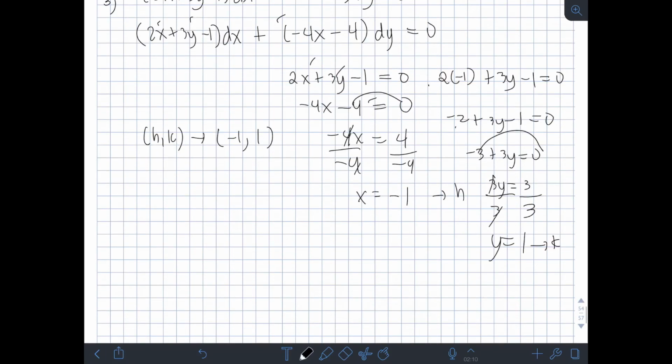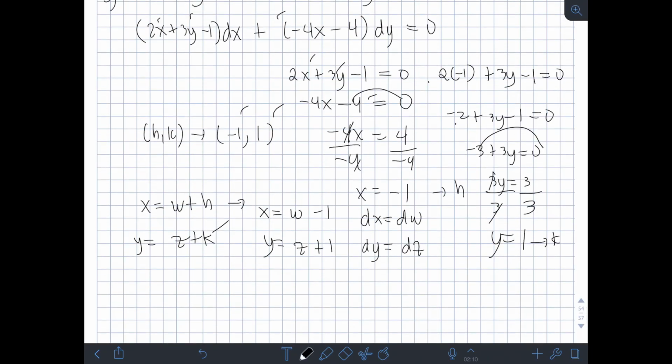Okay? So, anong substitution natin? X is equal to w plus h and y is equal to z plus k. Right? So, therefore, we have x is equal to w plus h na negative 1 or parang w minus 1, and then y is equal to z plus k na 1. Pag differentiate natin, we have dx is equal to dw and dy is equal to dz. So, palitan na ngayon natin.